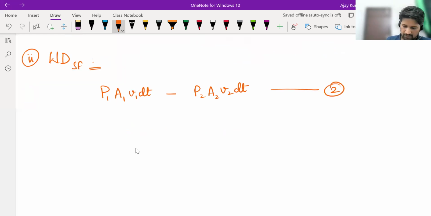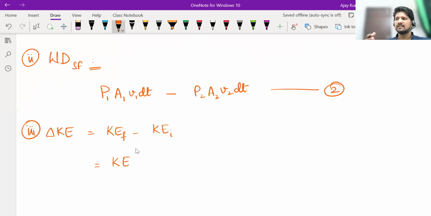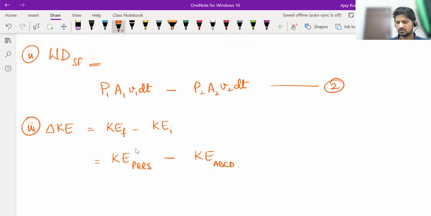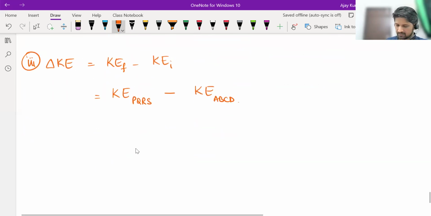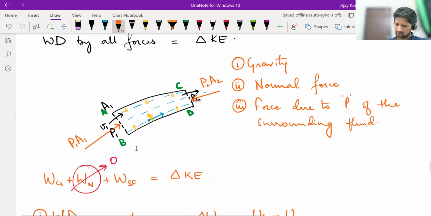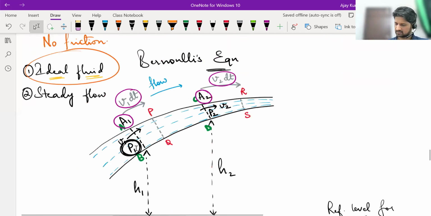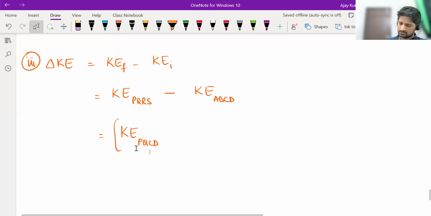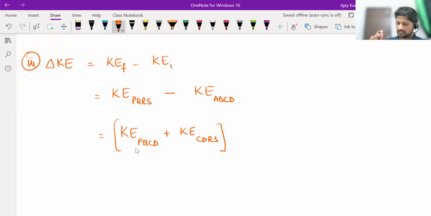Okay. We have to equate this sum to the change in kinetic energy. Observe this carefully. Change in kinetic energy is basically final kinetic energy minus initial kinetic energy. That means final kinetic energy, finally it is between PQ and RS, no? So kinetic energy of the fluid present between PQRS minus kinetic energy of the fluid present between ABCD. Now PQRS and ABCD have something in common. You can split this as kinetic energy between PQCD, that is what PQRS was, no? PQCD plus CDRS. So kinetic energy in this space plus the kinetic energy in this space, CDRS, minus that of ABCD.